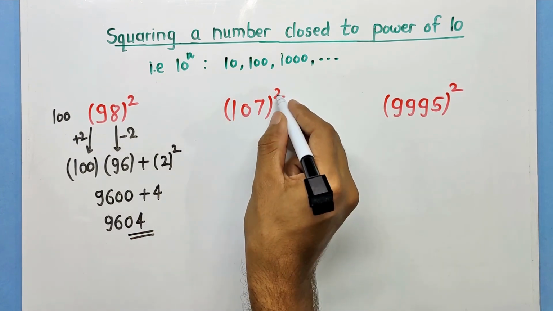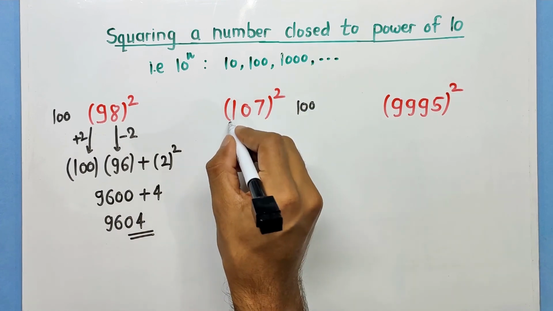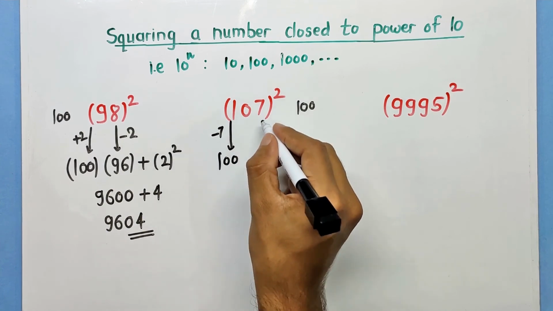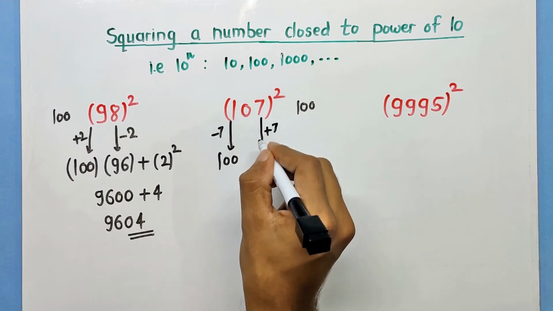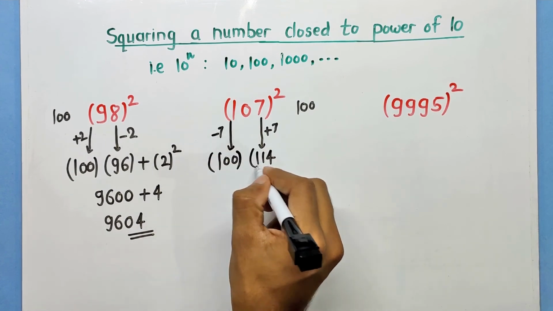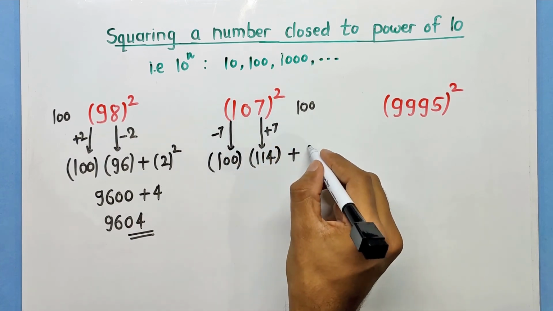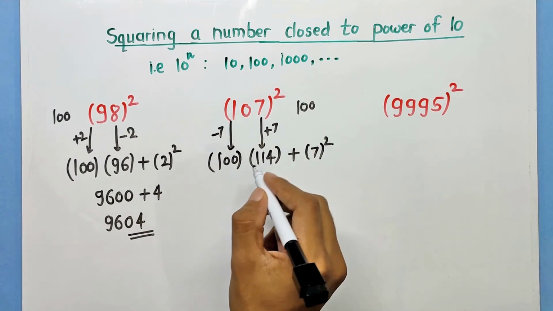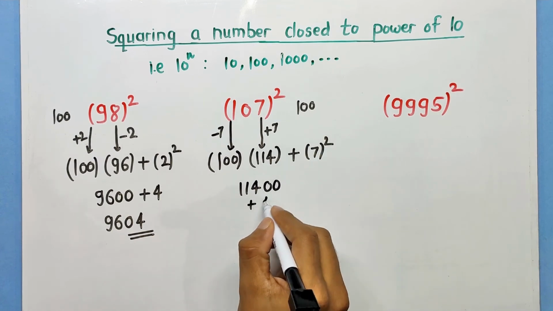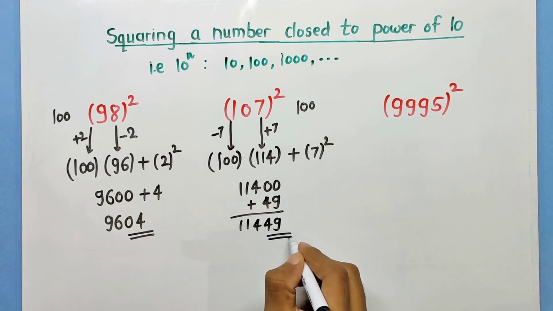Let's find the square of 107. So this number is again close to 100. So to get this 100, we must subtract 7 from this number. So let's subtract 7, we get 100. And let's also add 7 to this number. So we get 114. Then we'll multiply these two numbers. And we'll add the square of the number we are adding and subtracting, that is 7. So this multiplication will be 11400 plus 49. That gives us 11449. That will be our final answer.